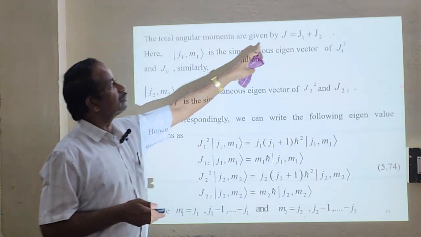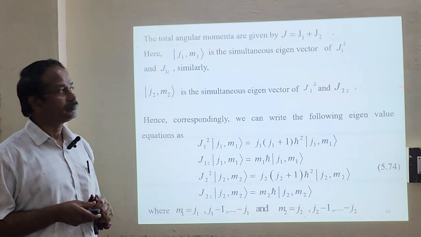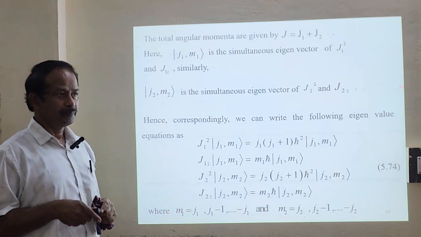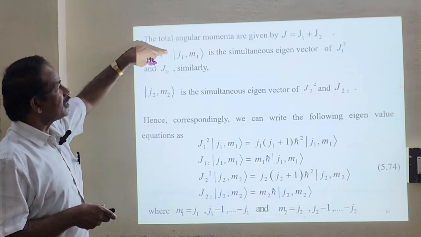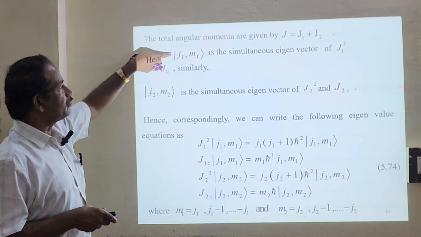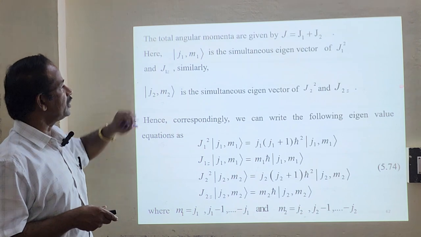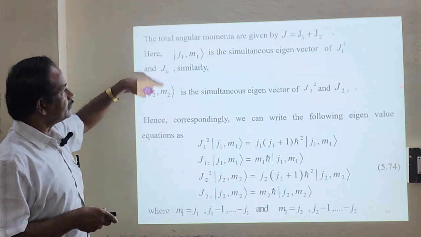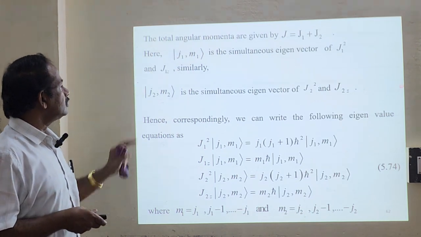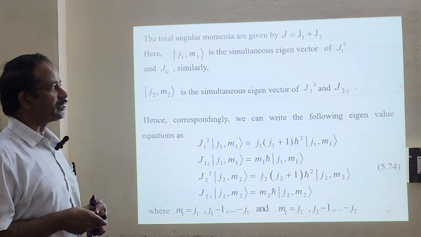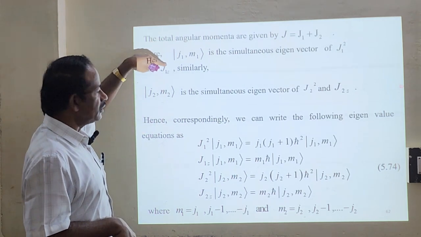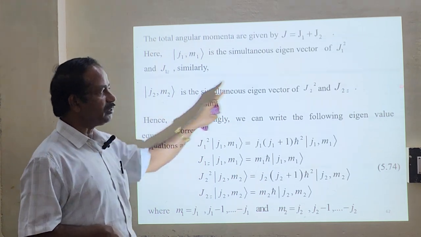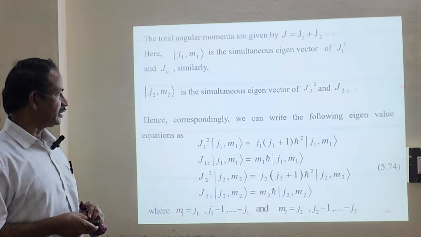Now, as I said, the total angular momentum is given by J equals J1 plus J2. This is the addition of angular momentum. |J1, M1> is the simultaneous eigenstate for J1² and J1z, and |J2, M2> is the simultaneous eigenvector for J2² and J2z.